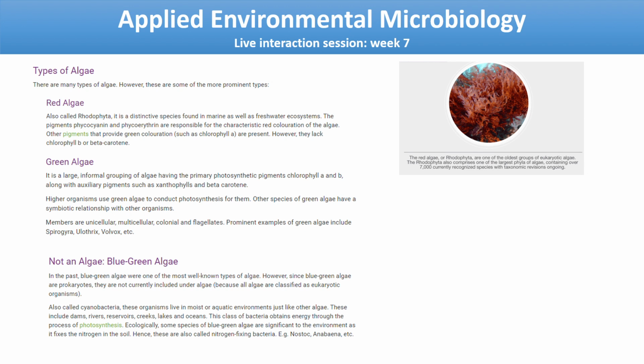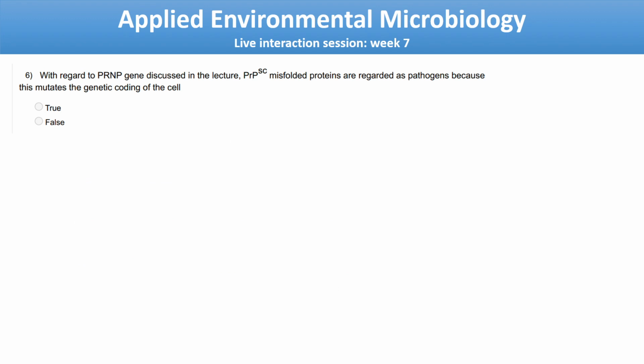So we got a brief idea of what algae is. Now coming to the next question. With regard to the PRNP gene discussed in the lecture, PrPSc misfolded proteins are regarded as pathogens because this mutates the genetic coding of the cell. You have to tell me if this statement is true or false.